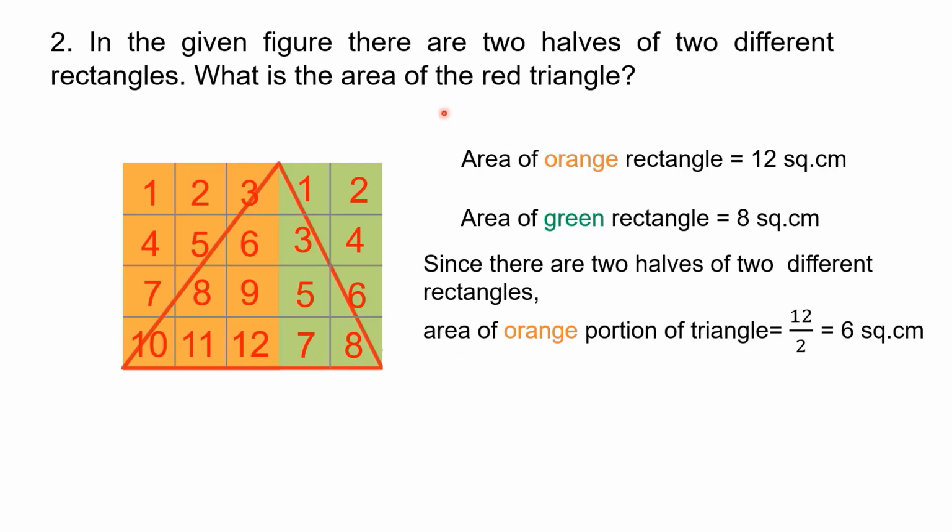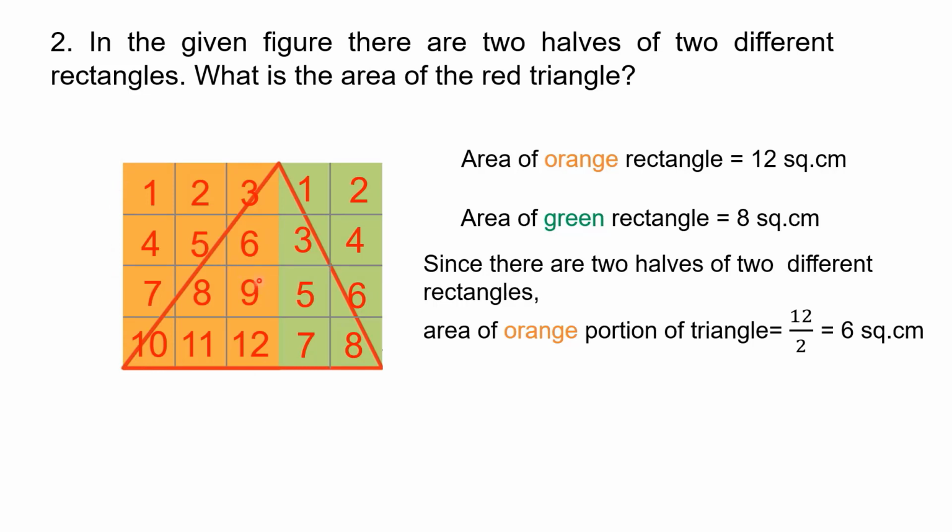Since there are two halves of two different rectangles, the area of the orange portion of the triangle equals 12 divided by 2, that is 6 square centimeters. Now look at this picture. Now this red triangle is dividing the orange rectangle into two halves.